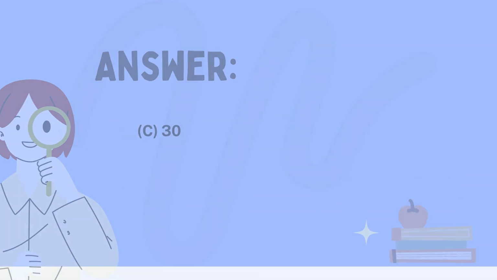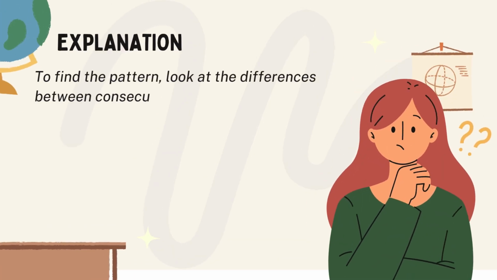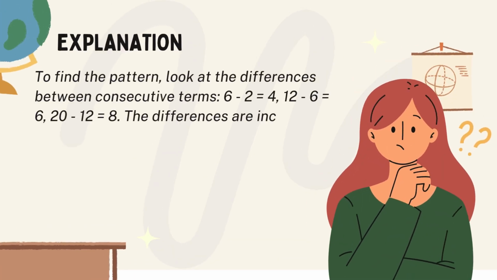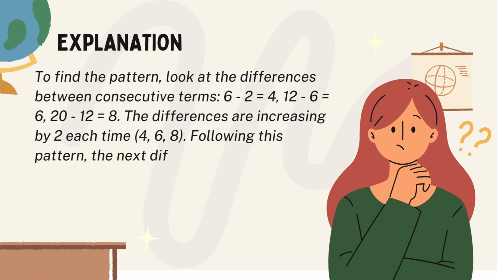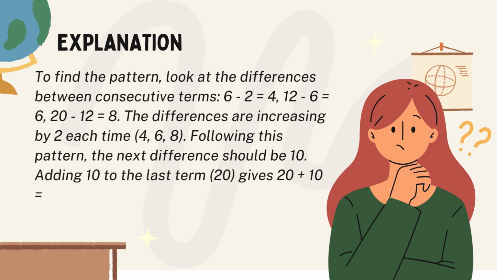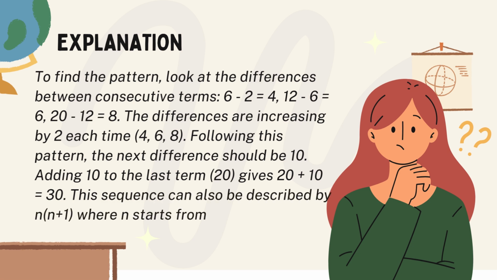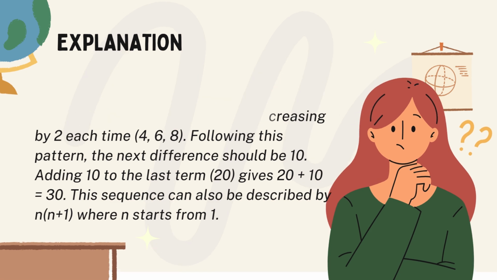Answer. C. 30. To find the pattern, look at the differences between consecutive terms. 6 minus 2 equals 4, 12 minus 6 equals 6, 20 minus 12 equals 8. The differences are increasing by 2 each time: 4, 6, 8. Following this pattern, the next difference should be 10. Adding 10 to the last term, 20, gives 20 plus 10 equals 30. This sequence can also be described by n times n plus 1, where n starts from 1.